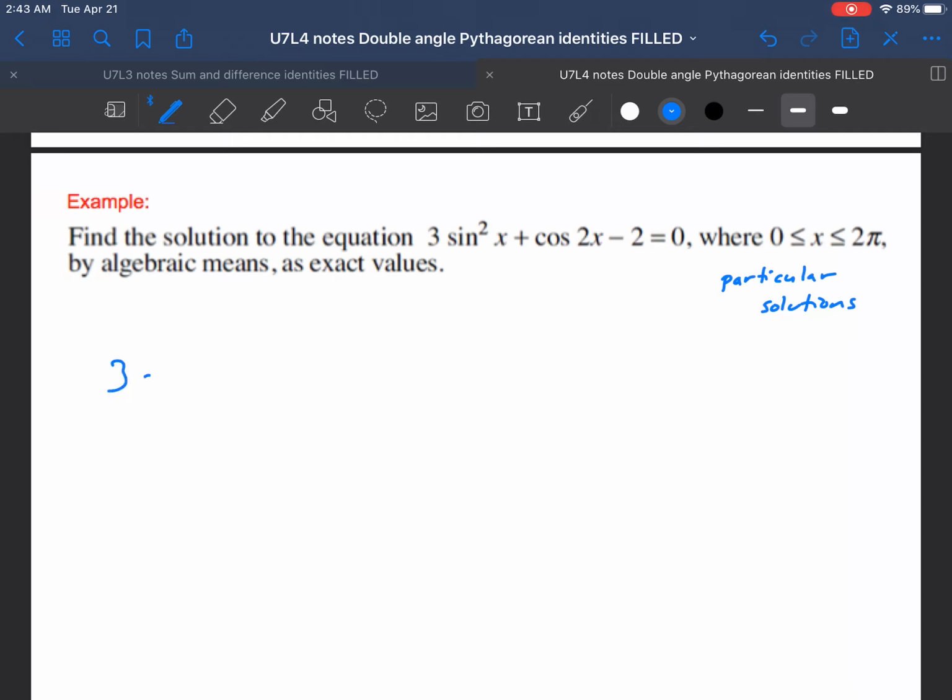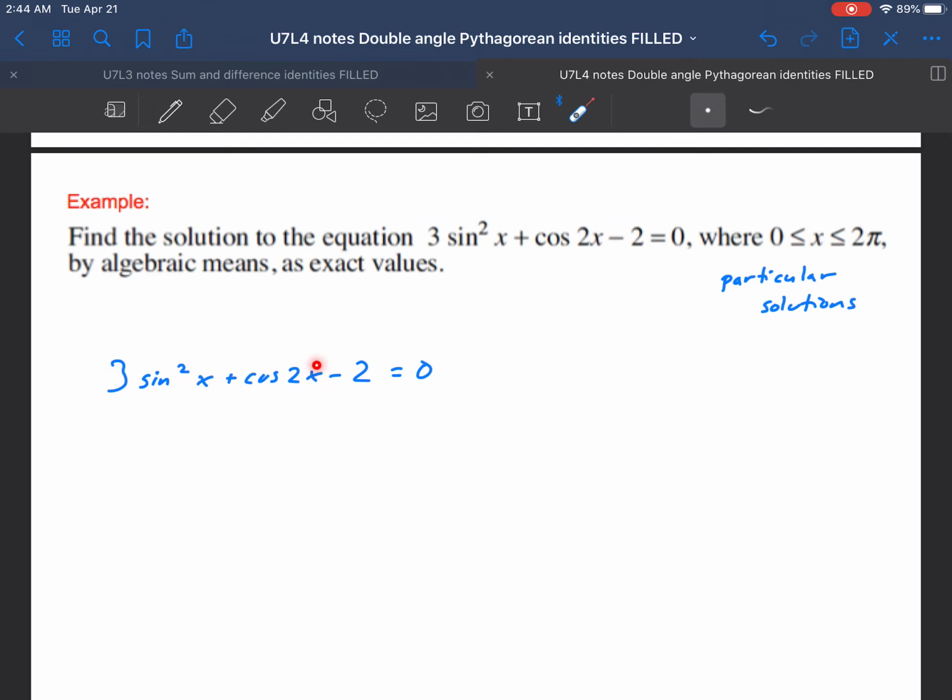Okay, so let's copy this down. So 3 sine squared x plus cos 2x minus 2 equals 0. Okay. This is a little tricky because number one, we've got 2 different trig functions. I've got sine here, I've got cosine here. If this was a sine function, that would be a little bit better because then we have all the same trig functions and we can try and factor like before. So that's one thing ideally we want, is the same trig function. Also, we want the same argument.